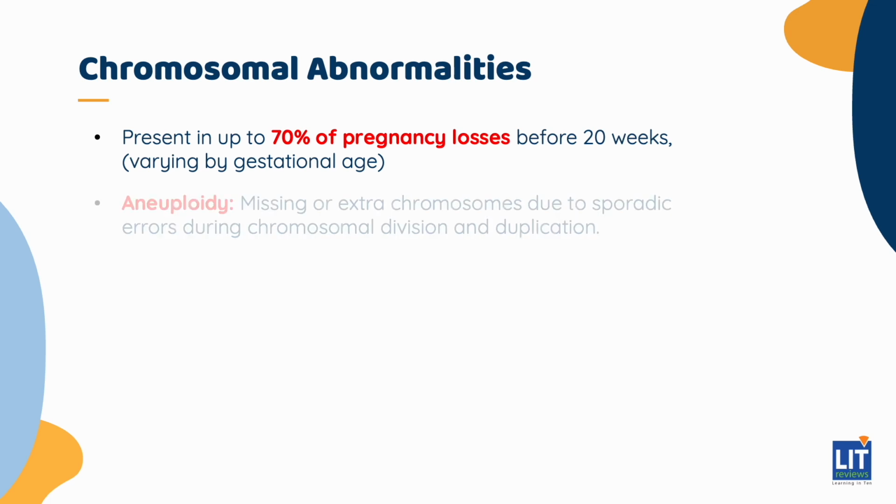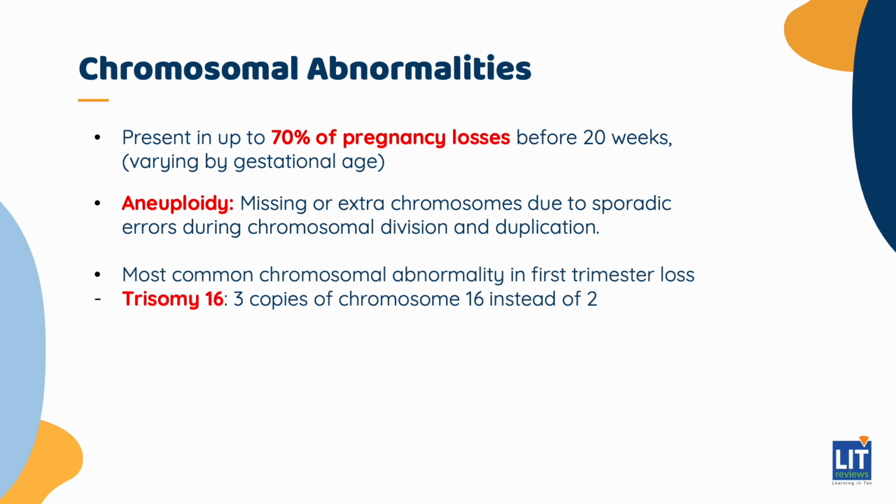This includes aneuploidy, whereby there is missing or extra chromosomes due to sporadic errors during chromosomal division and duplication. Many of the abnormal chromosomes are incompatible with life and thus result in miscarriage. The most common chromosomal abnormality found in first trimester loss is trisomy 16, whereby there are 3 copies of chromosome 16 instead of 2 in normal individuals.